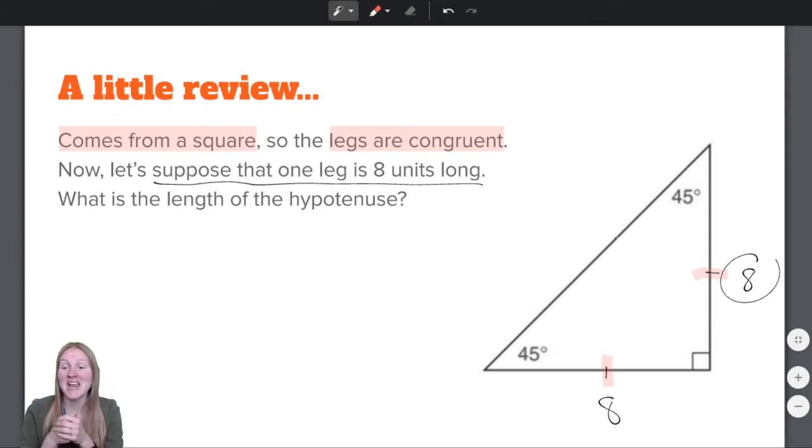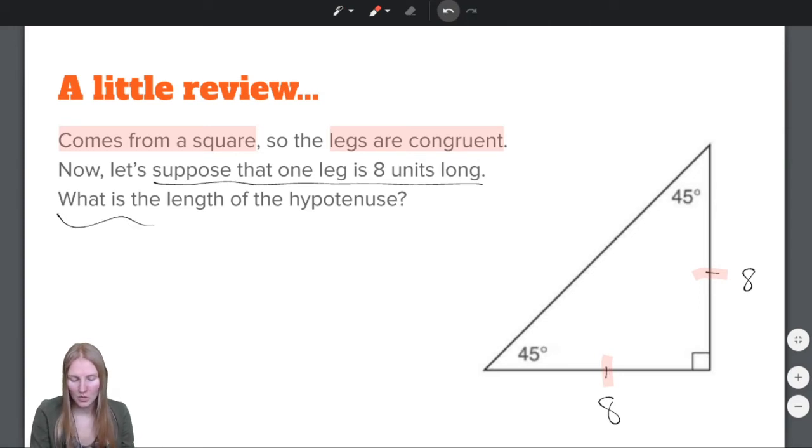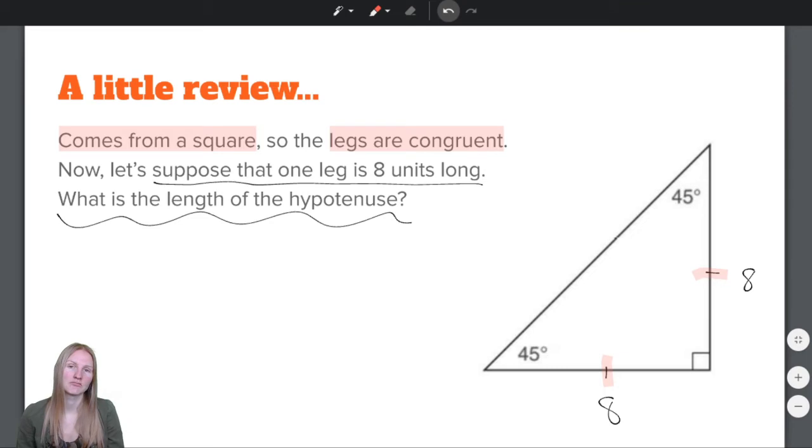Okay. Now, we know that both of the legs are congruent. This came from a square, so both of the legs are congruent. But what is the length of the hypotenuse? The hypotenuse is the side opposite the right angle. How long is it? Is it 9? Is it 10? Is it 4.1? Obviously it's bigger than 8 because the hypotenuse is the longest side. Is it 8.1? Like what is it?